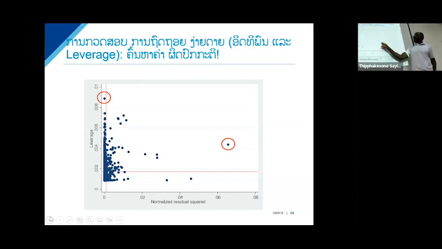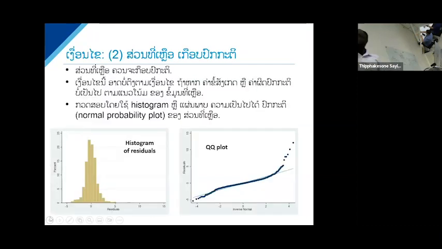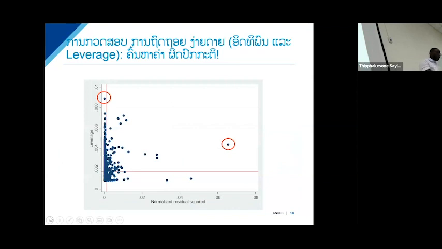One observation of interest might be this one right here that seems to have relatively low leverage, but high normalized residual squares. And then we also have the one right there with high leverage, but small residual squares.